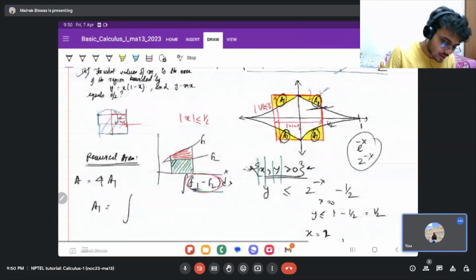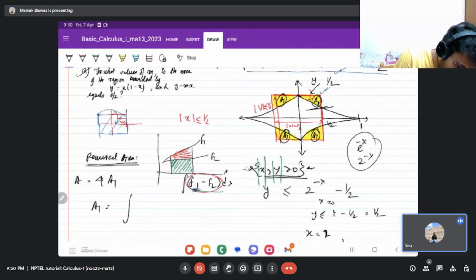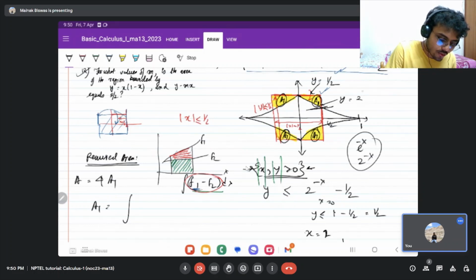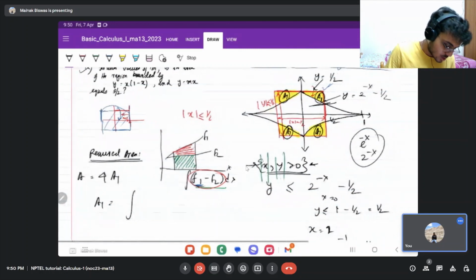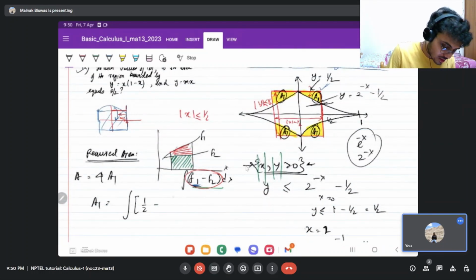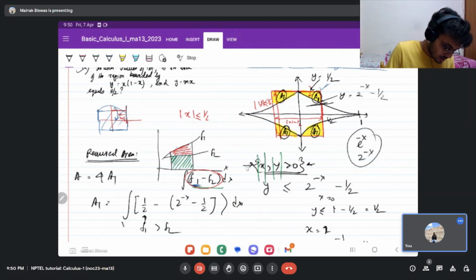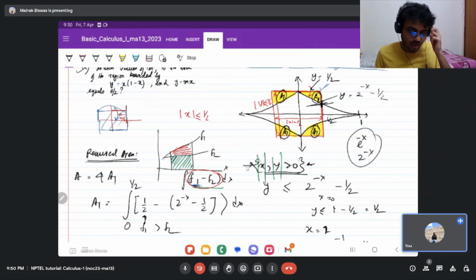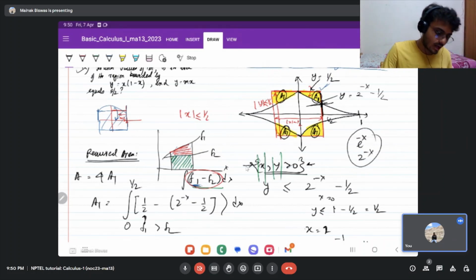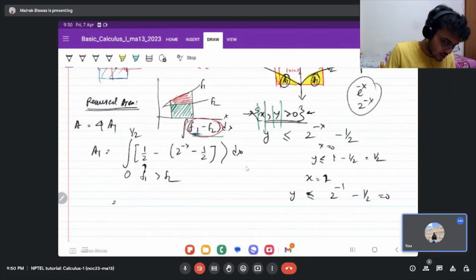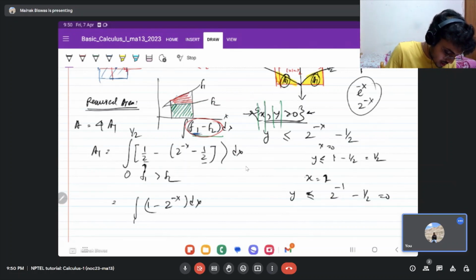So this top function is y is equal to half, and this function is y is equal to 2 to the power minus x minus half, right? So your integral becomes half minus 2 to the power minus x minus half. This is your f1, f1 greater than f2, dx from x is equal to 0 to half. At half you see they cut, right? At x is equal to half, you want it to stop. That's solving the integral. So half of half becomes 1. So it's 1 minus 2 to the power minus x dx, 0 to half.